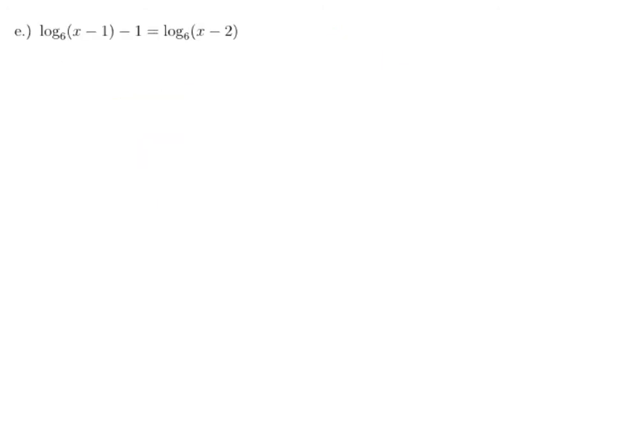The next level of difficulty occurs when we have logarithms, but not every term has a logarithm on it. So this -1 is not going to allow us to make a log equal log and just mess with the arguments. What we need to do is have all the logs on one side and all the numbers on the other. So let's move the log base 6 over and the -1 to the other side. So essentially we'll add 1 to both sides and subtract log base 6 of x minus 2 from both sides.